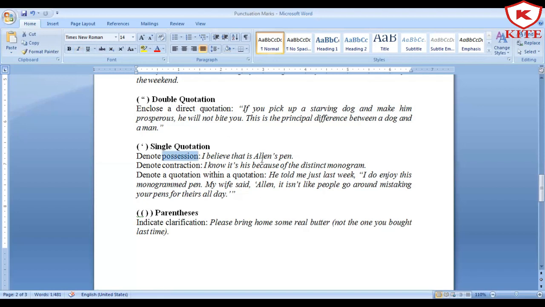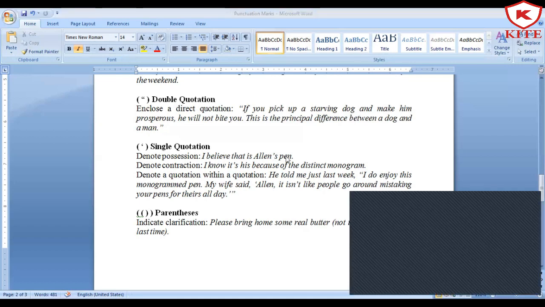See, I believe that it is Alan's pen. We have used a single quotation over here. This is also called apostrophe. Now, what is this apostrophe as? When you want to show the owner of that particular thing, like for example, pen. Who is the owner of that pen? Alan is the owner of that pen. To show the possession, to show the ownership, we put an apostrophe and then an s, and this apostrophe is nothing but a single quotation.